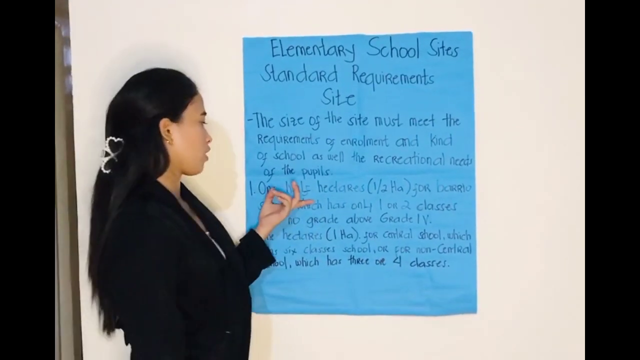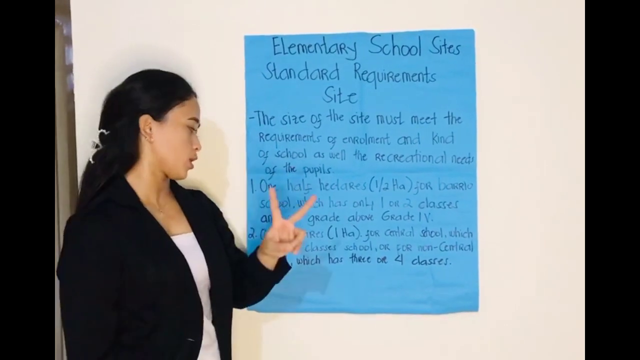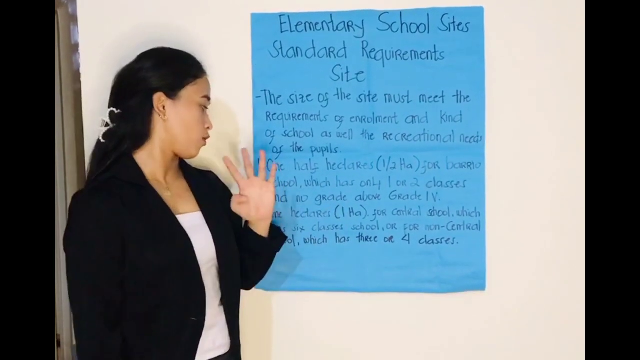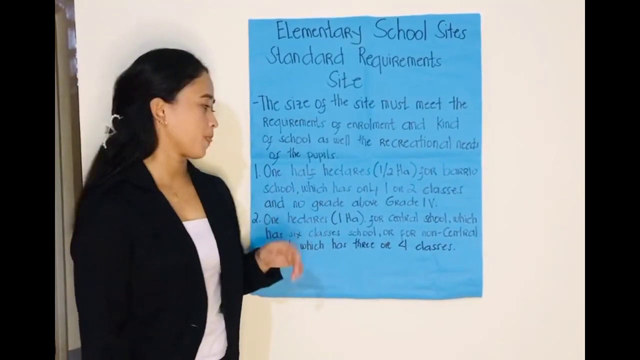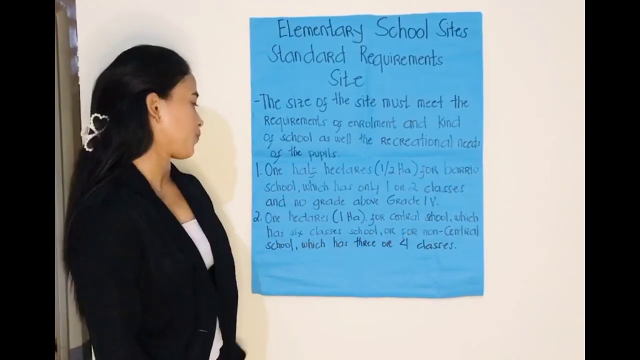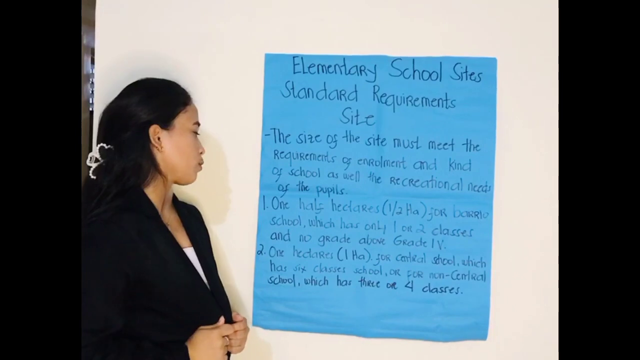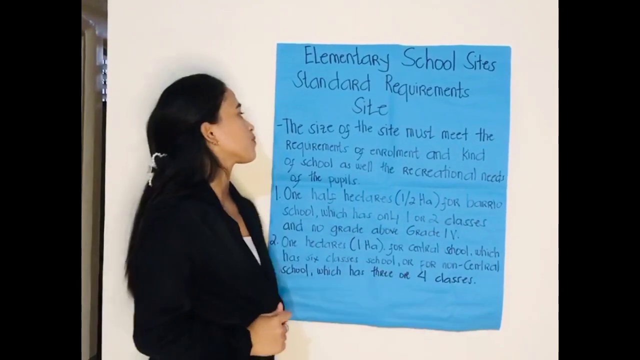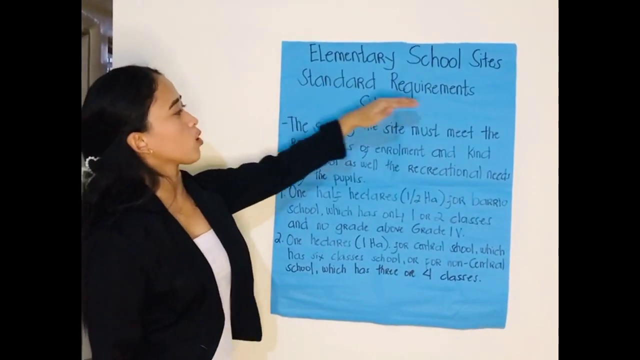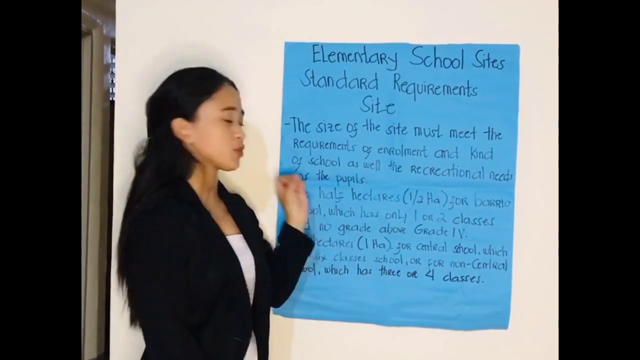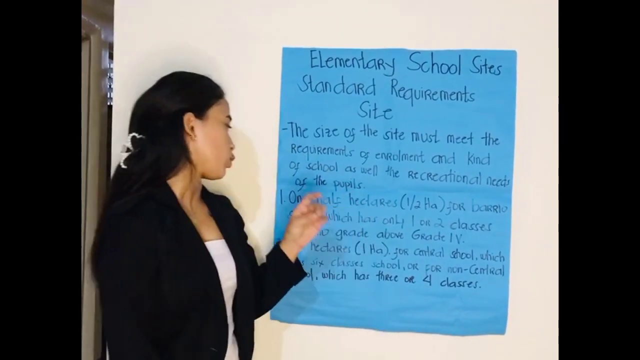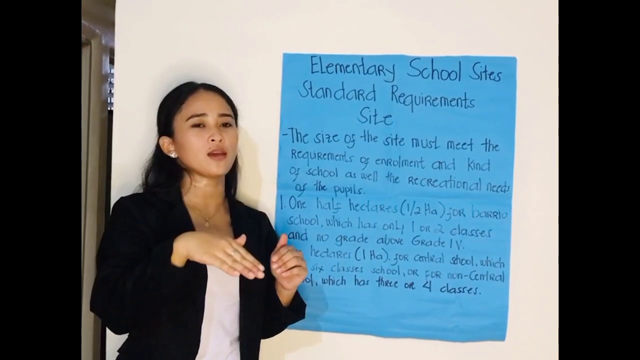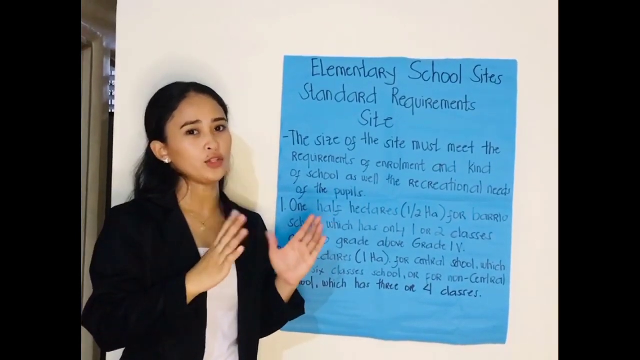So kung dito, if in 1/2 hectare there's a 2, so in 1 hectare, dito sa number 2, there's 4 classes na pwedeng ilagay sa non-central school. So 1/2 hectare for the Barrio School, which has only 1 or 2 classes and no grade above grade 6. So in the standard requirement, in 1/2 hectare, there's only 1 or 2 classes na pwede. Then no grade above grade 6. So pwede lang siya sa pang elementary or grade 1 to grade 6 lang ang pwede doon.